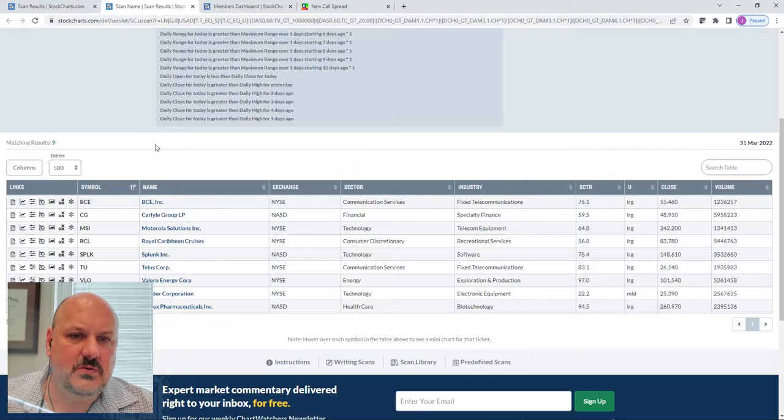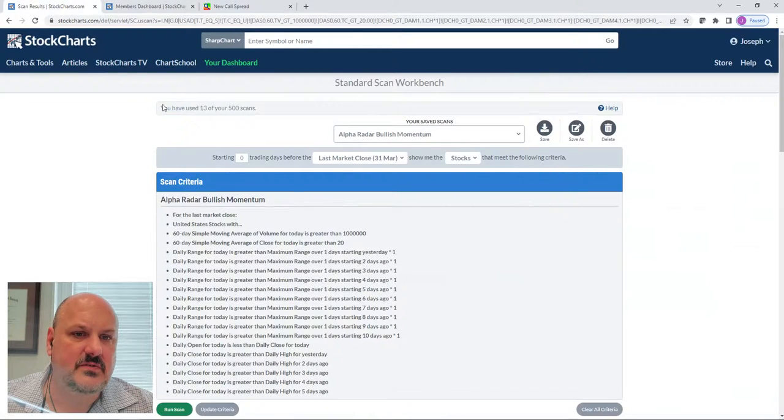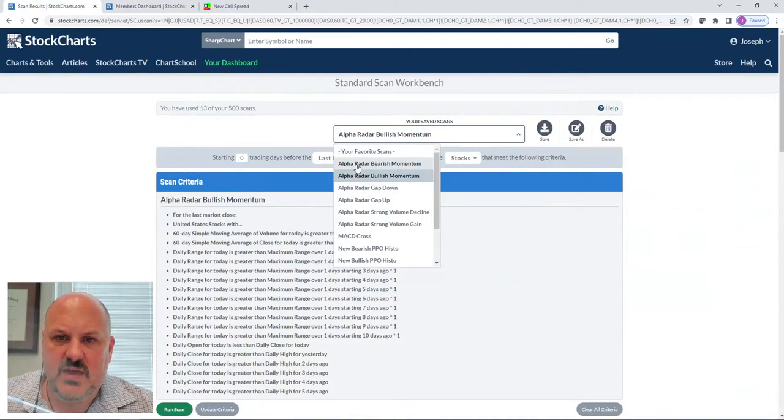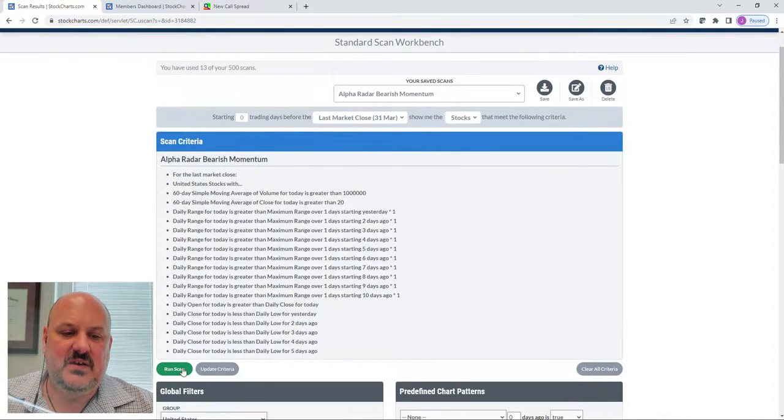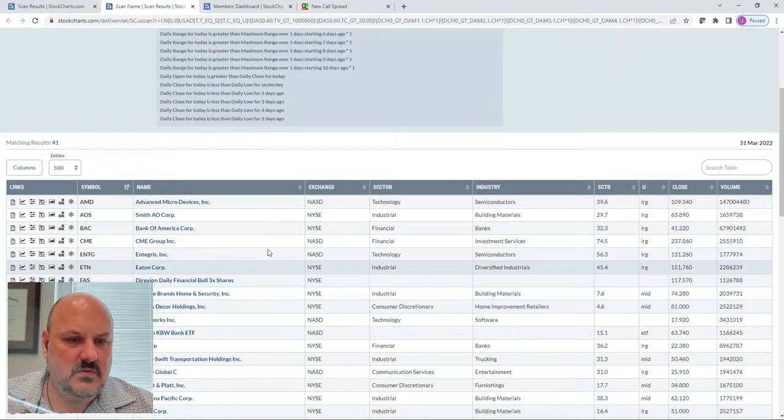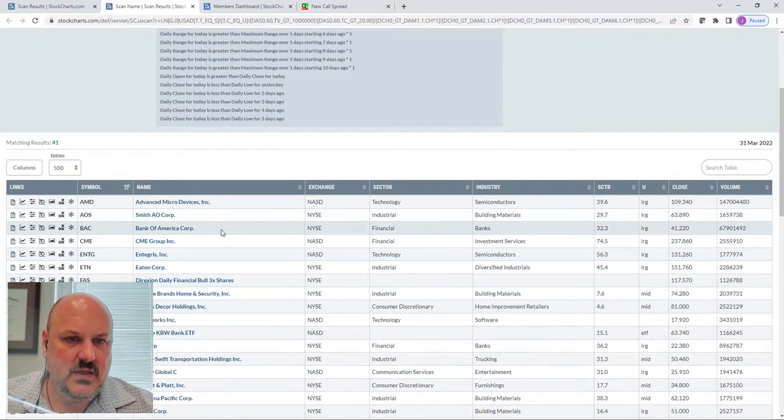Let's go to this: alpha rate or bearish momentum. This is basically the opposite of what I just said. So again, we're looking for 1 million shares traded. We're looking for something greater than 20. This is going to be the high to the low, the range on a down day, and that range has to be bigger than the previous 10 days. It has to close down on the day, and I want to see it make a new low over the past 5 days. So again, if I run the scan, I don't think we'll get quite a few here.